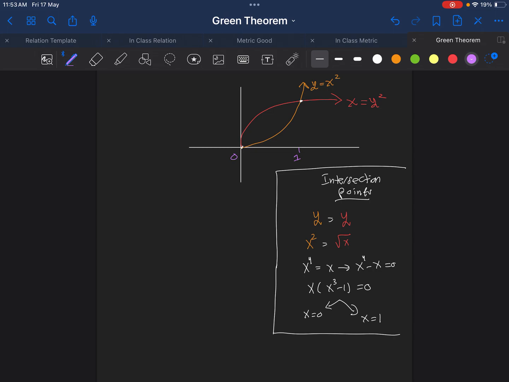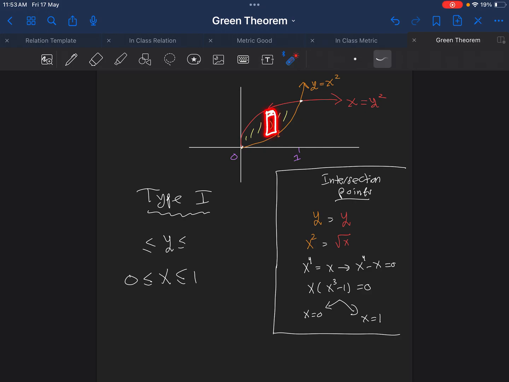Now we ask ourselves, what type of region do I have here? Of course, we will assume it's positive orientation, so I'll do it in this way. I will assume it is a type 1 region, which means y is between 2 functions and x is between 2 numbers. The x is easy, it is between 0 and 1. If we put a rectangle in the middle and move it to the left, we reach 0. If we move it to the right, we get 1. So it's from 0 to 1.